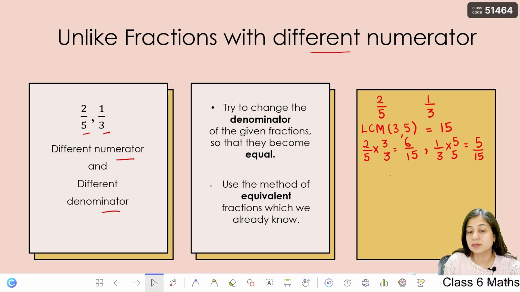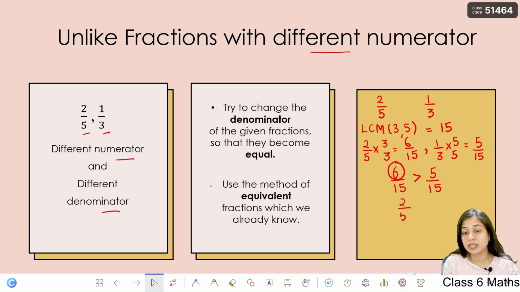Now comparison becomes quite easy because the denominators are the same. So 6 by 15 and 5 by 15. Greater the numerator, greater the fraction. So 6 is greater than 5. So fraction 6 by 15 is greater than 5 by 15. 6 by 15 means 2 by 5 is greater than 1 by 3.